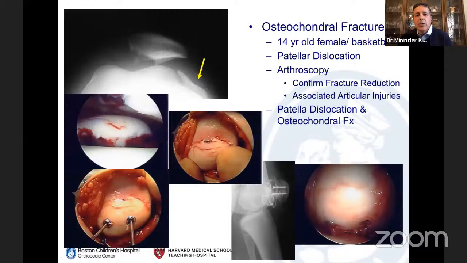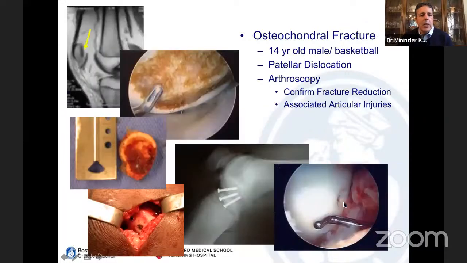So this is a 14-year-old female with a kneecap dislocation. You can see on x-ray a very large piece of bone from the medial patella facet. This is what it looks like at arthroscopy. We proceed to a medial patellar arthrotomy. We jigsaw the piece back. Here we fixed it with screws, which we later took out. And this is at the time of taking out the screws, showing healing of that fragment.